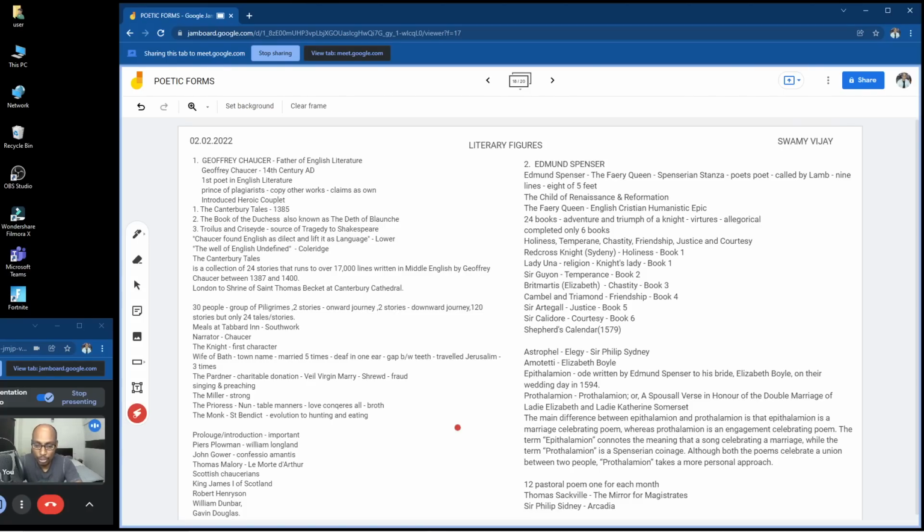So Geoffrey Chaucer belongs to the Middle English period, and he was known as the father of English literature. He is also known as the poet's poet, and he contributed to English literature one of the greatest works of art, the Canterbury Tales. And there are a few more writers who are also equally important, contemporaries of Geoffrey Chaucer. They are William Langland, John Gower, Thomas Malory.